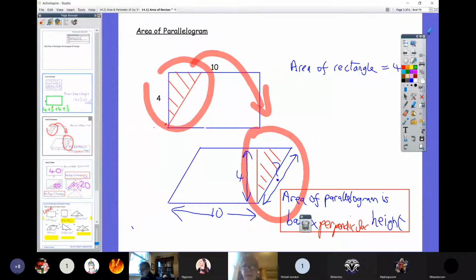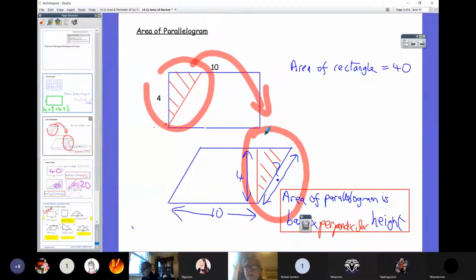So what is the area of that parallelogram? Well, let's think about the area of the rectangle at the top to start with. Obviously, that would be 10 times 4, which is 40. That would have an area of 40. So there's the same area when we move it down.